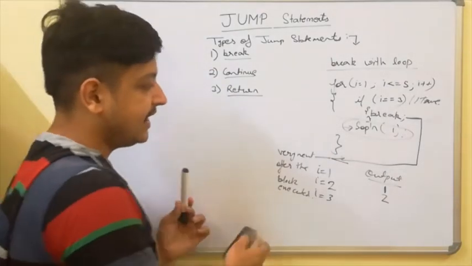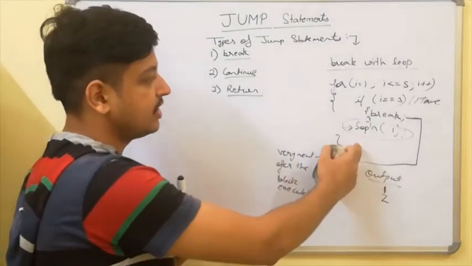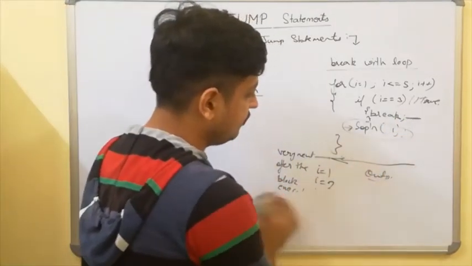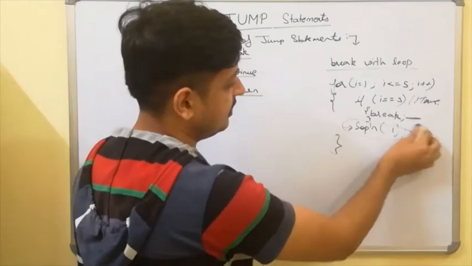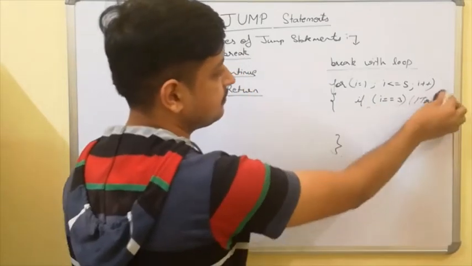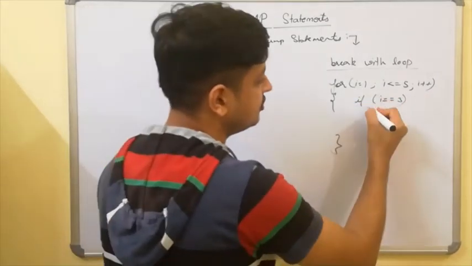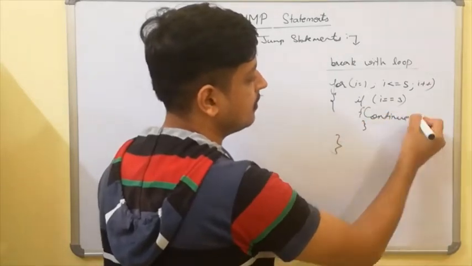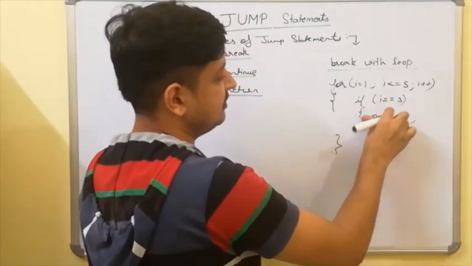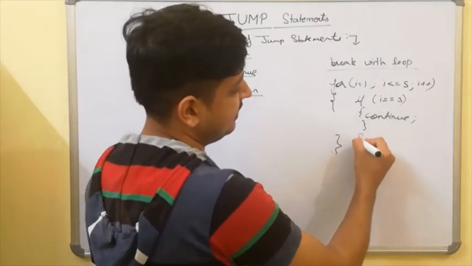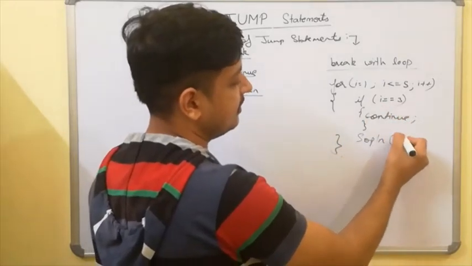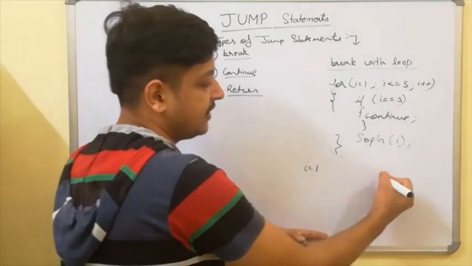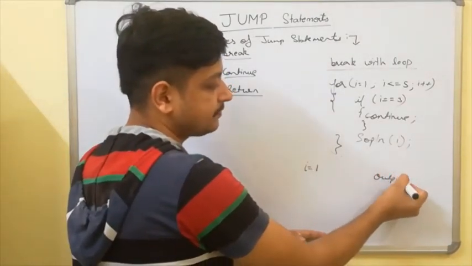Now let's edit this program itself and see what continue does. For continue we have to remove all these things. So here is continue, C will be small, and here SOPLN I. Here I is initialized with 1 and here the output will come.